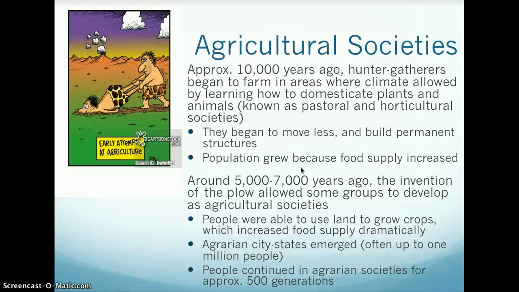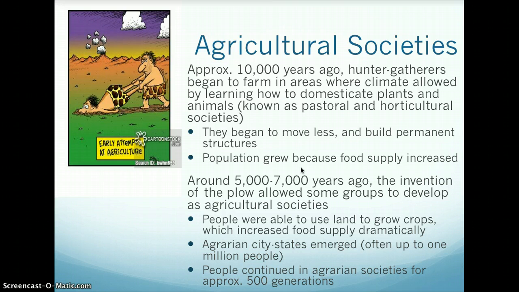So as the food supply increased as a result of learning how to domesticate plants and animals and use them, the population grew along with that. So population and food supply are correlated, so that when food supply increases, population does as well. And then around 5,000 to 7,000 years ago, the plow was invented, and that allowed some groups to develop as agricultural societies. This is when people are able to use the land to grow crops, and that increased food supply dramatically. So after the Neolithic period and after the hunting and gathering phase, food supply began to dramatically increase, leading to a boom in population.